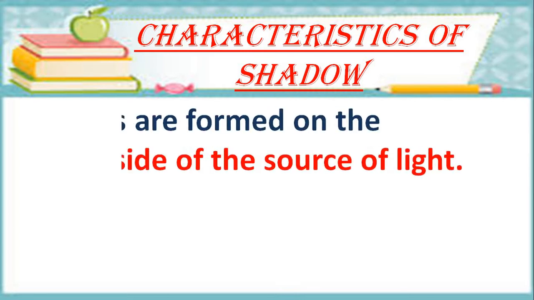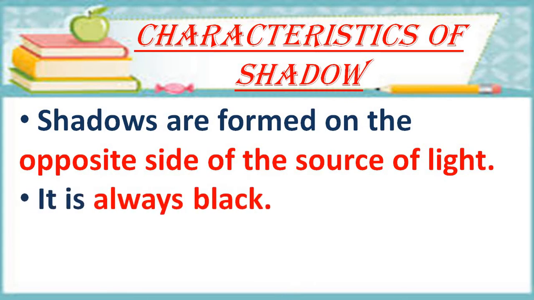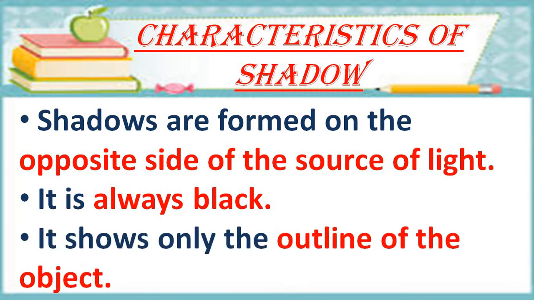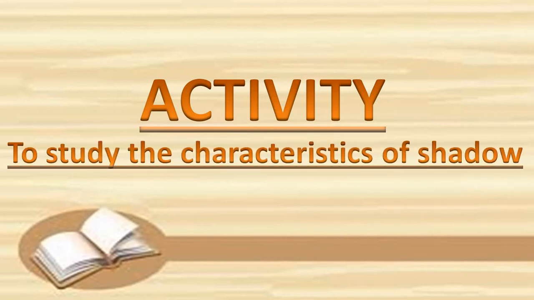The first is shadows are formed on the opposite side of the source of light. Second, a shadow does not show the color of the object. It is always black. If you are using an object of red color, blue color or any color, the shadow will always be dark and black in color. A shadow only shows the outline of the object. It will not show the detail of the object used for making the shadow. Let's do an activity and just see the characteristics of the shadow.